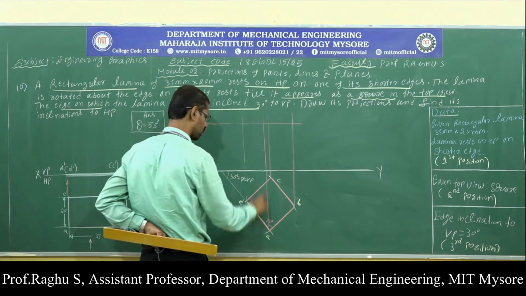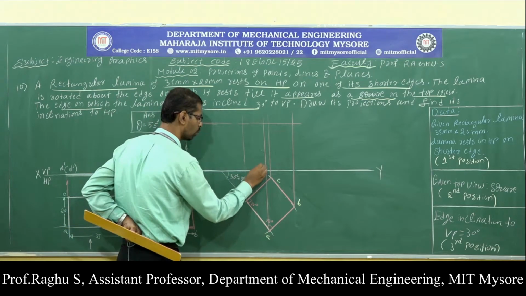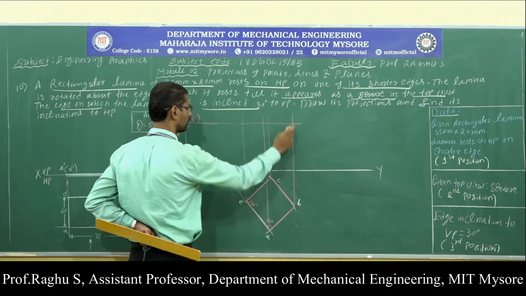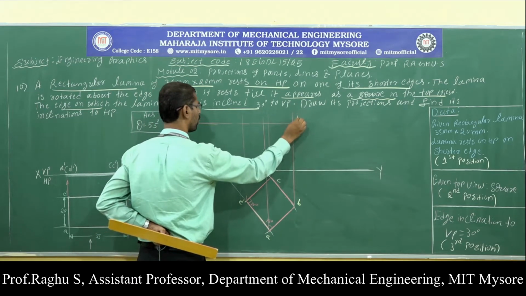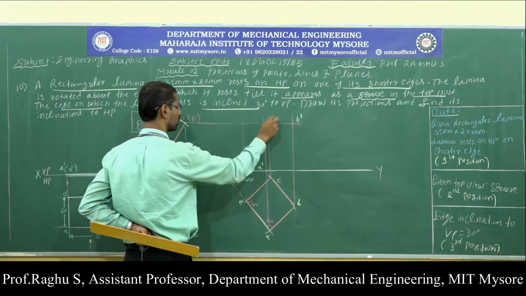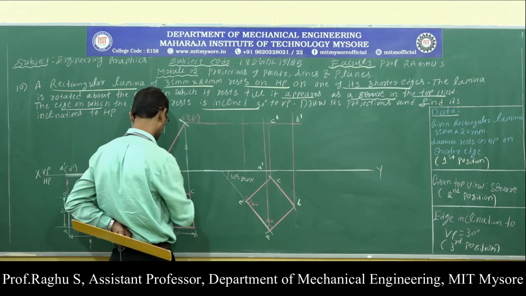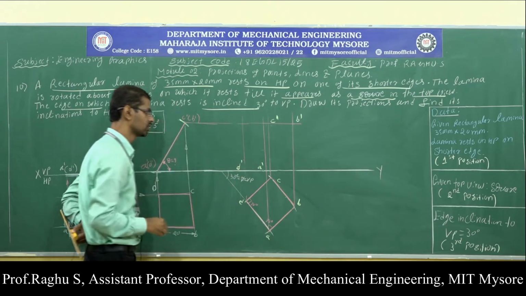Say this is the vertical projection of point A. So this is the horizontal projection of point A. This is point A dash. Vertical projection of point B, horizontal projection of point B, B dash. Vertical projection of point C, horizontal projection of point C, C dash. Vertical projection of point D, horizontal projection of point D, D dash.